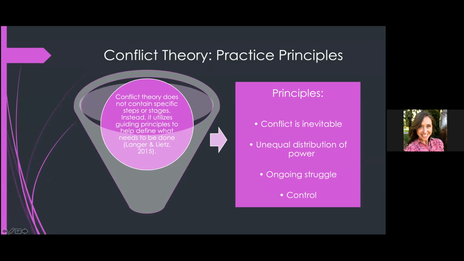We'd like to start by talking about the practice principles and definitions of conflict theory. According to Langer and Leitz, conflict is inevitable. It is due to an unequal distribution of power and relationships. There is an ongoing struggle for scarce resources, and whoever has the most power controls the distribution of those scarce resources. So it's really important that we work to understand what is driving the conflict to achieve positive outcomes.